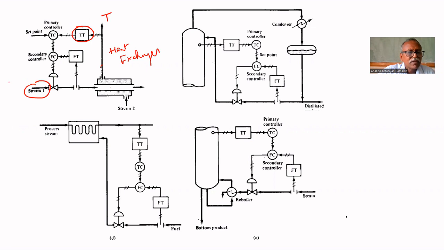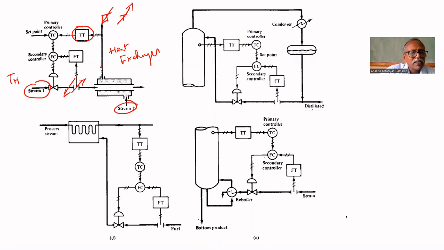It is hot water or hot fluid, TH, that is used to heat stream 2. If the temperature decreases, the flow rate of this stream 1 will be increased. If T increases, this flow rate will be decreased. That is the idea. In the conventional controller, this primary controller directly regulates the flow rate of this stream 1.